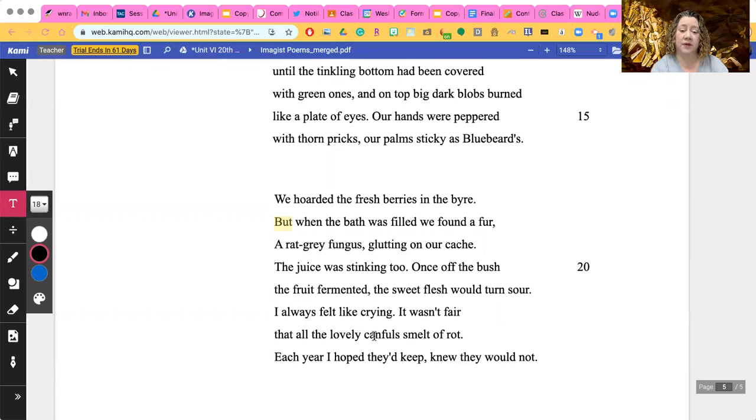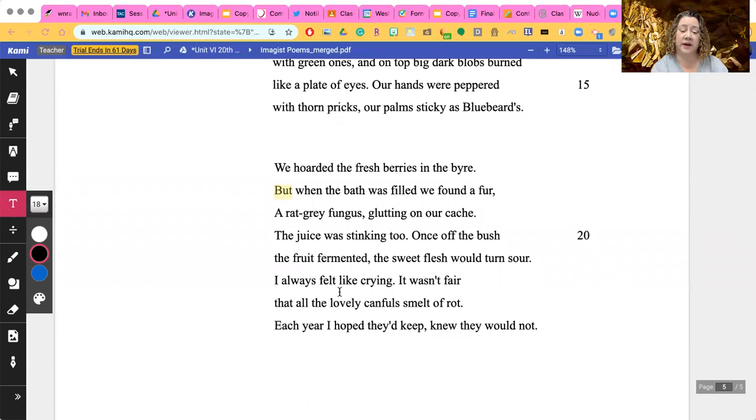But you also have this final line: "I always felt like crying. It wasn't fair that all the lovely canfuls smelt of rot. Each year I hoped they'd keep, knew they would not." But each year they go out and they pick again. And so there's that hope that things will be different.